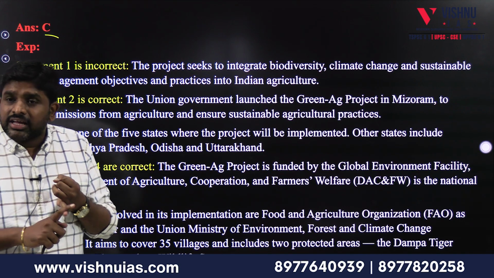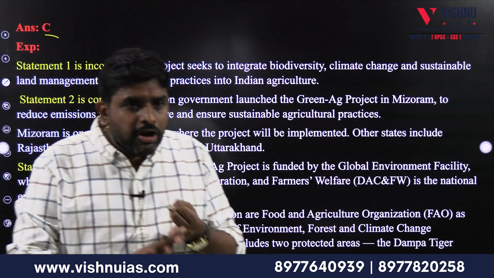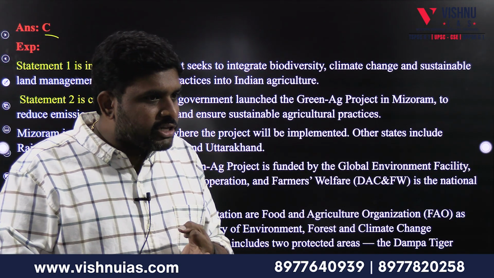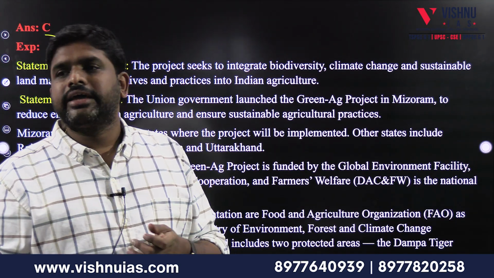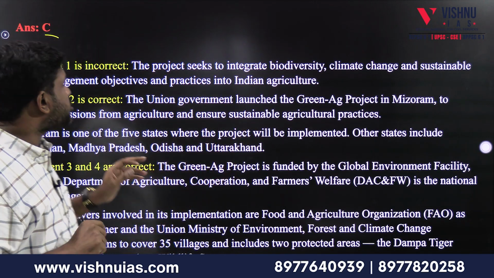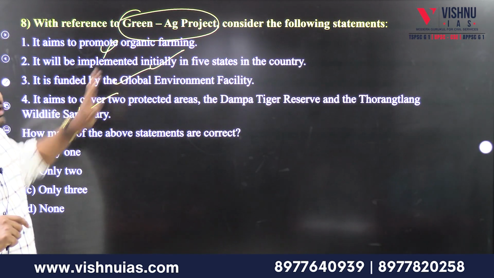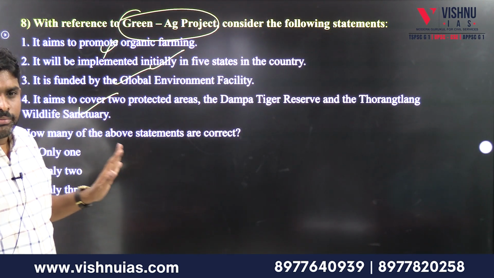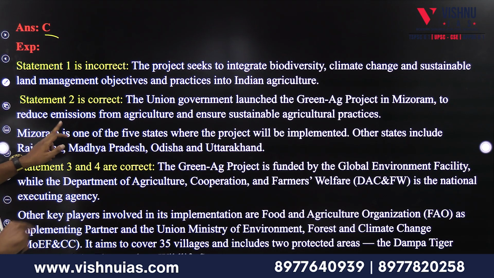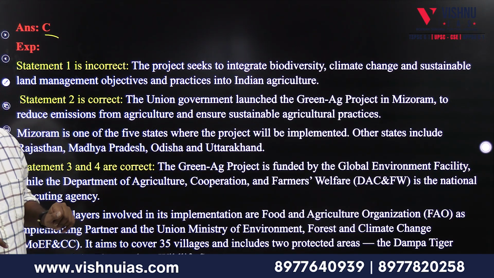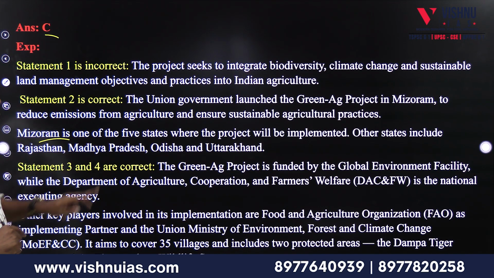So it is sustainable agriculture, environmental protection, biodiversity protection and land degradation. No more land degradation. That particular project is called Green AG. AG means agriculture. Green Agriculture Project. Union Government Green AG in Mizoram to reduce emissions from agriculture and ensure sustainable agriculture practices. Mizoram is one of the 5 states.